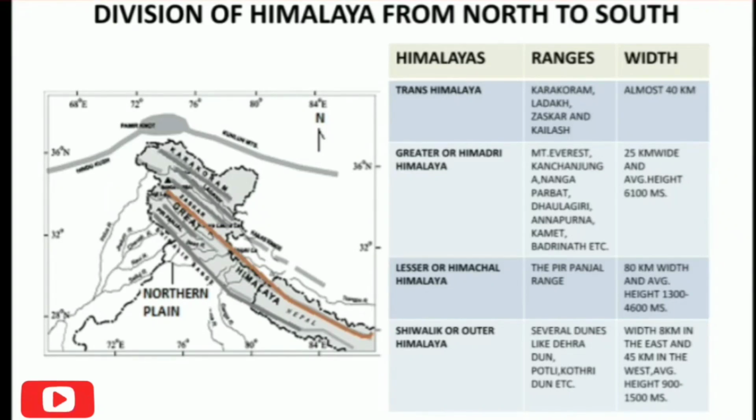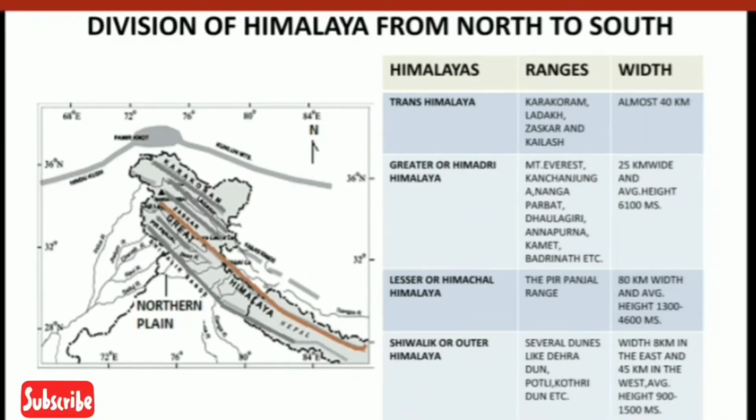Here all of you can see we have a total of 4 subdivisions of the Himalayan region. In our extreme north we have Trans Himalaya, after that we have Greater or Himadri Himalaya, then Lesser or Himachal Himalaya, and as a southern part we have Sivalik or Outer Himalayan region. Now, according to many geographers and geologists, Trans Himalaya includes 4 important ranges. First, we have the Karakoram range, then Ladakh, Zaskar, and Kailash.